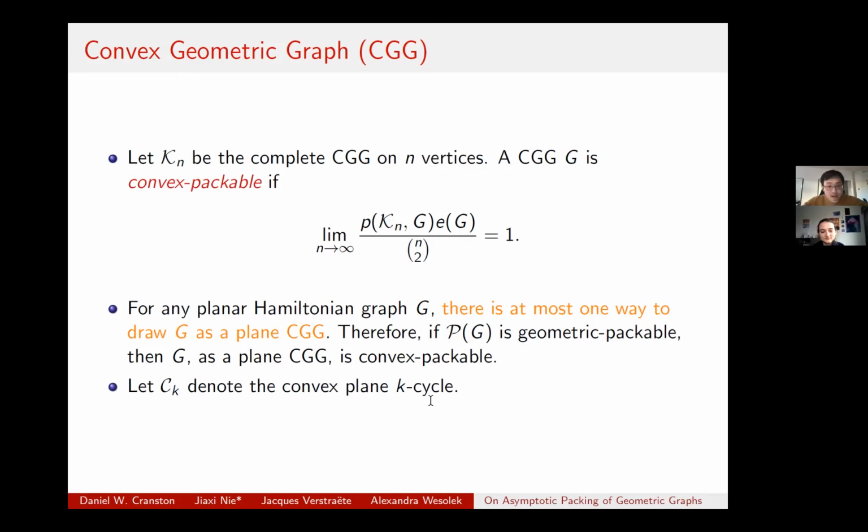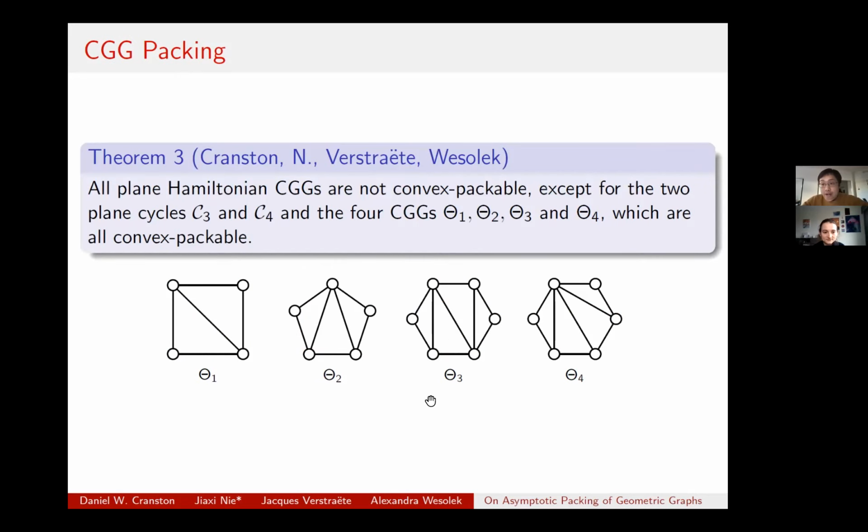Okay, now we let C_k denote the convex plane k-cycle. And here is our third main result. We prove that all plane Hamiltonian CGGs are not convex packable, except for the two plane cycles C3 and C4 and the four CGGs theta 1, theta 2, theta 3, and theta 4. And they are all convex packable. So for CGGs, we completely determined, for all plane Hamiltonian graphs, whether they are convex packable or not.